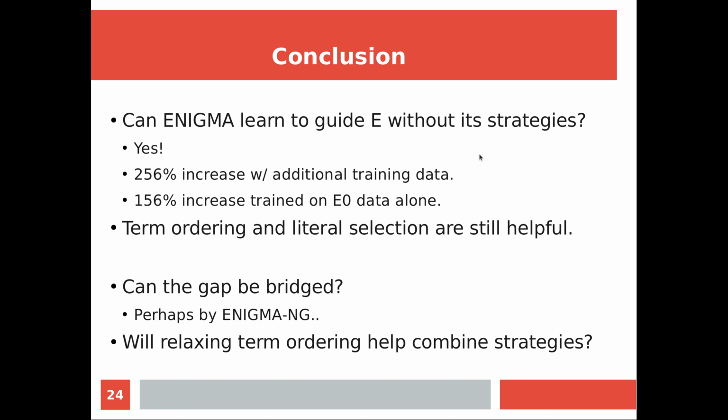In conclusion, ENIGMA can learn to guide E without its strategies, and even with the E0 data alone gets a 150% increase. So it can do it, but term ordering and literal selection are still very helpful. And some questions are, can this gap be bridged, perhaps by the neurally guided ENIGMA, and perhaps relaxing term ordering will help to combine strategies.